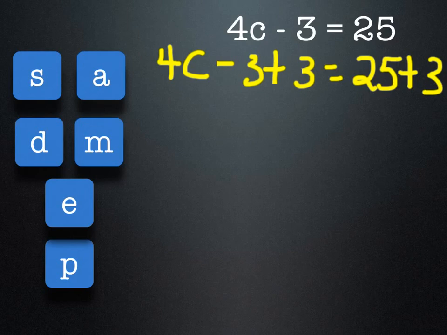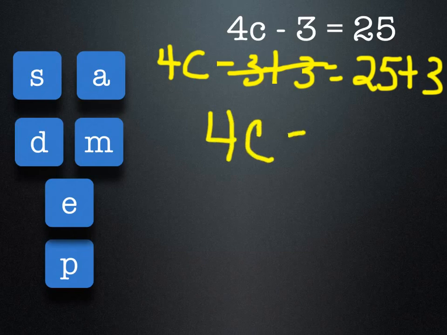Okay, so for this equation, we have 4c subtract 3 equals 25. This time we're subtracting, so the inverse would be addition. So I added 3 to both sides, and then we're going to cancel out the 3's here, and we're going to be left with 4c. And then we're going to add 25 plus 3, which gives you 28.